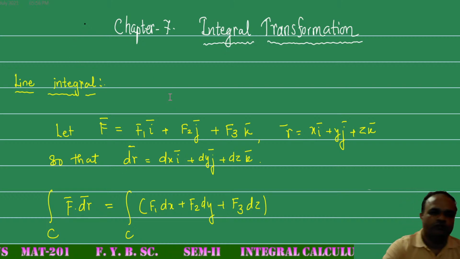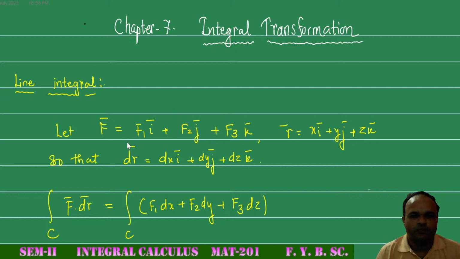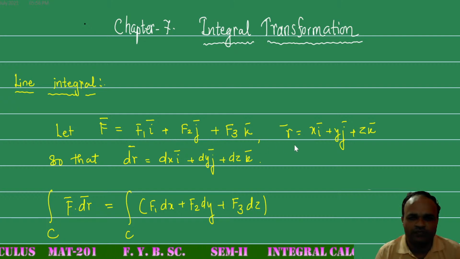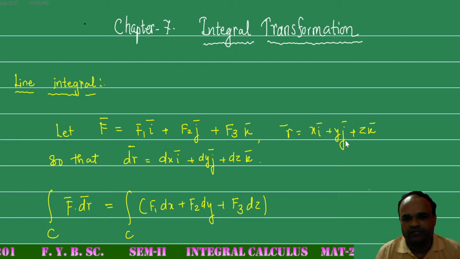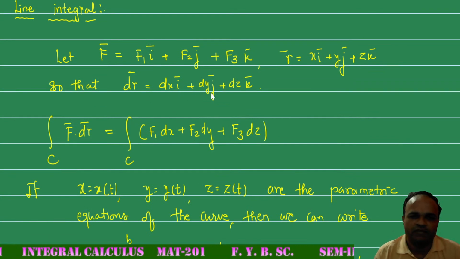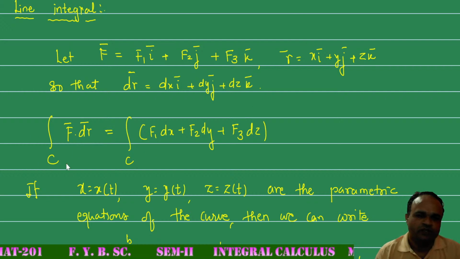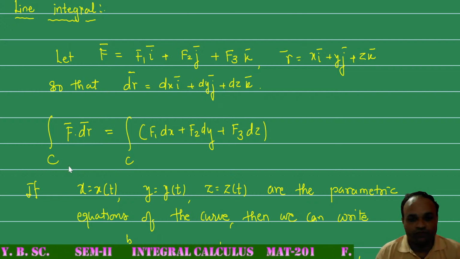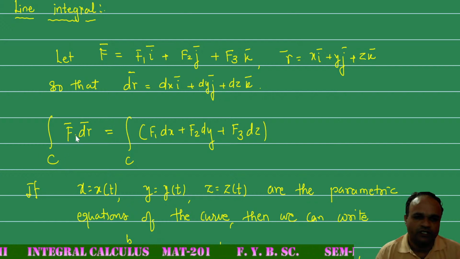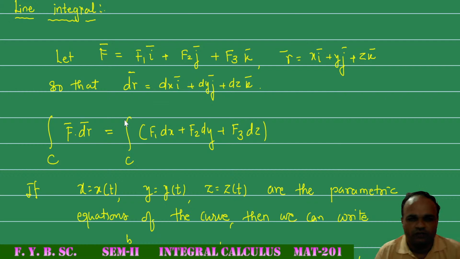So what is the definition? What is line integral? First we'll see the line integral. Let's suppose f bar be a vector valued function, that is f1 i bar plus f2 j bar plus f3 k bar, and r bar equal to x i bar plus y j bar plus z k bar. So we'll write dr bar, that is dx i bar plus dy j bar plus dz k bar. So the integration, actually it is circulation, integration along the curve C of f bar dot dr bar.